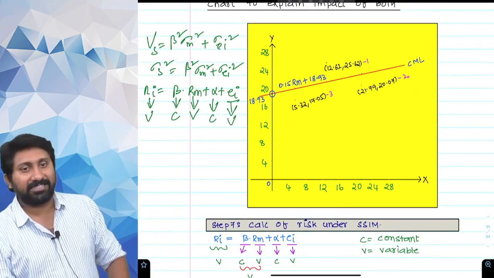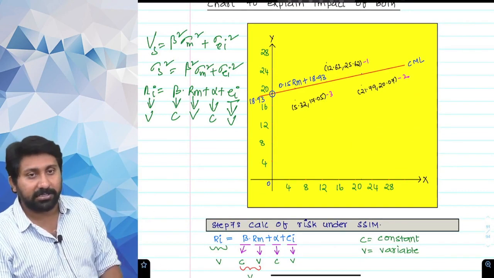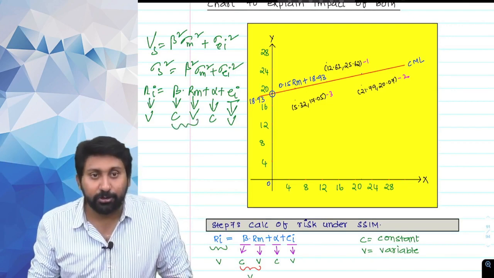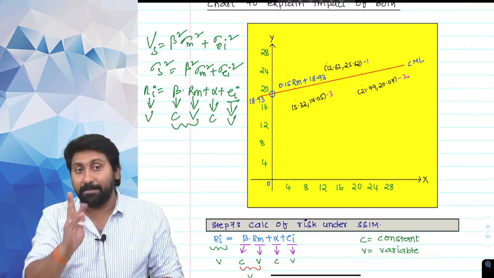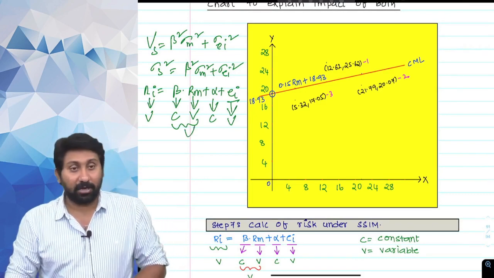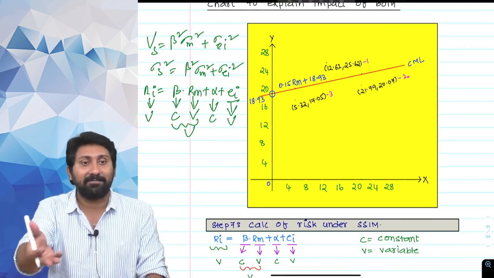Now, the first one is a variable, the second one is a constant, the third one is a variable, the fourth one is a constant, the fifth one is again a variable. But independently, you should not see these two. Beta may be constant and RM may be variable, but if you multiply both it is always a variable. What is a variable? Variable is something which can vary.